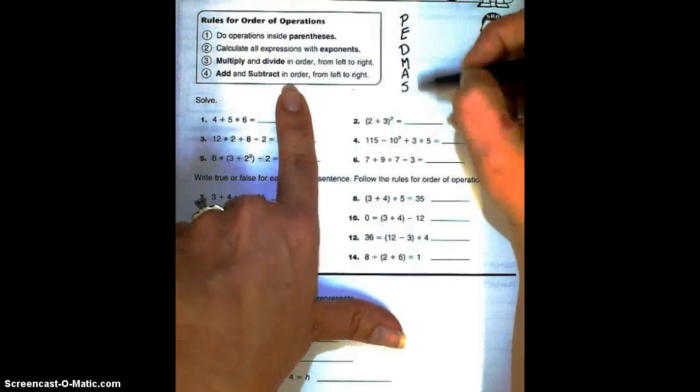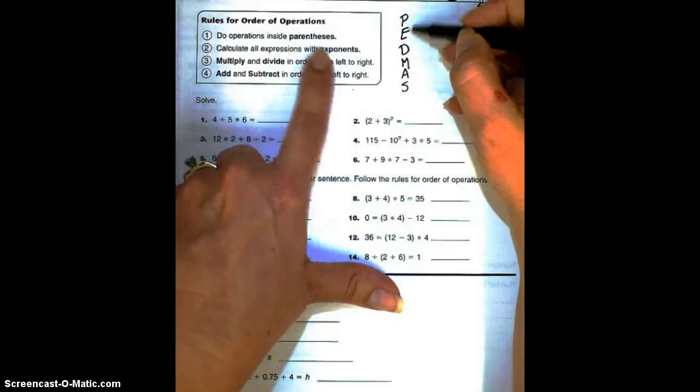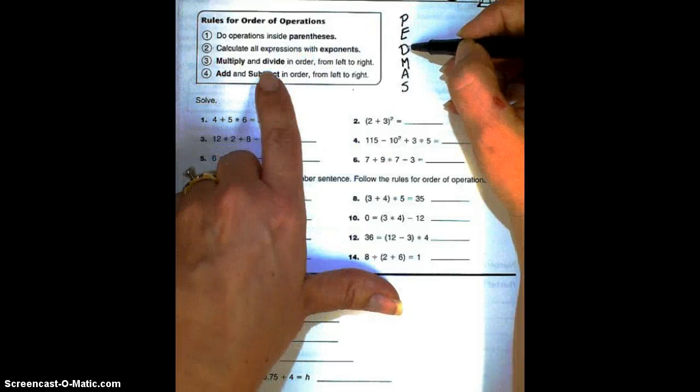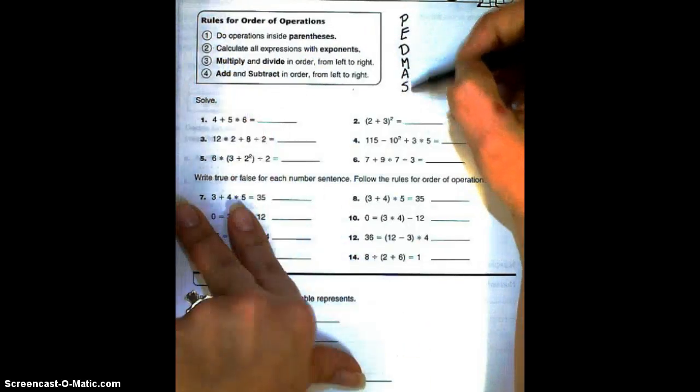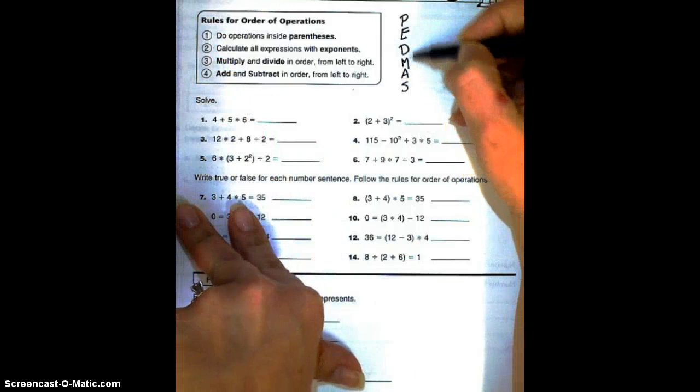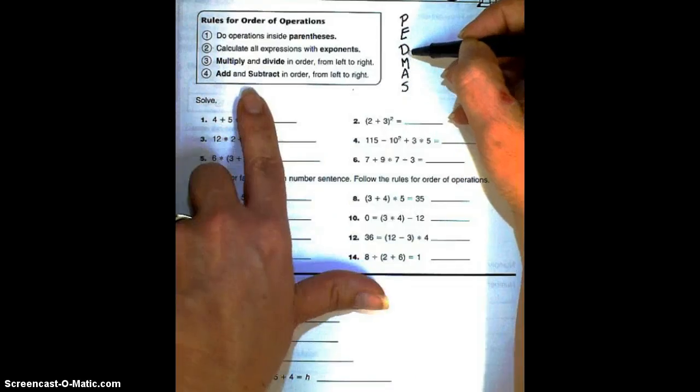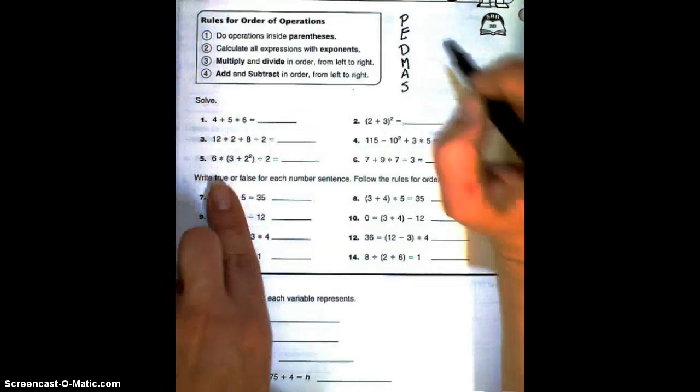This is the acronym for it. Parentheses, exponents, divide or multiply, add and subtract. Add and subtract, it doesn't matter which one you do first, and same with multiply and divide. But it does matter that you're going left to right always.